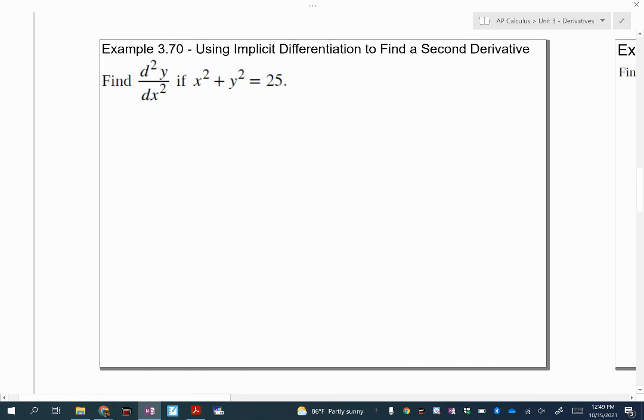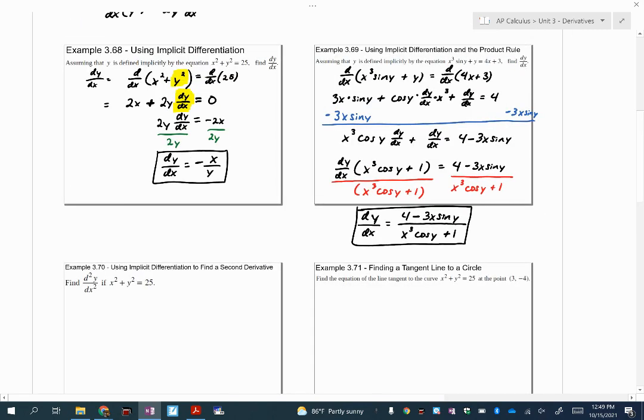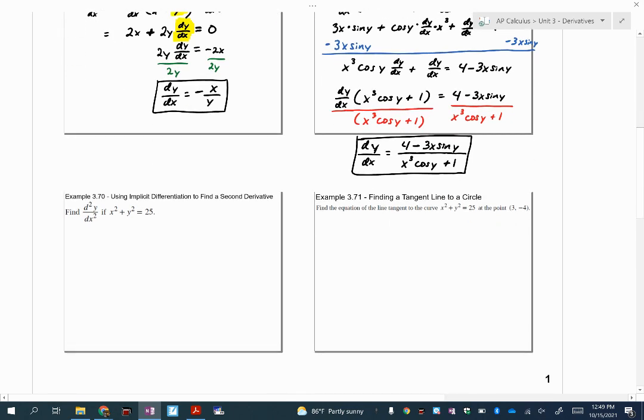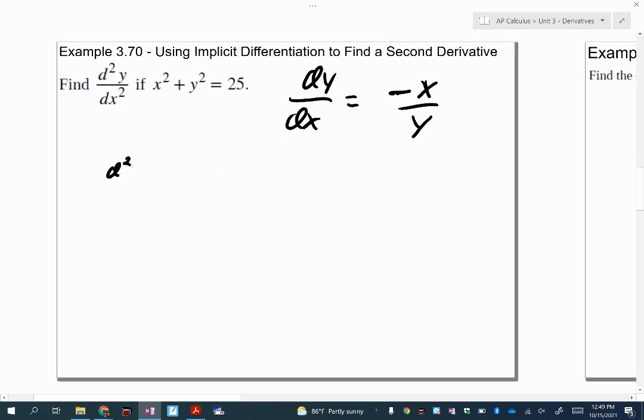Okay, now it wants us to find a second derivative of x squared plus y squared equals 25. Now, if you notice, the very first problem we did was example 3.68. We found the first derivative of x squared plus y squared equals 25. So I'm going to write that down right here, that dy/dx is equal to the opposite of x over y. So to find the second derivative, so that's d squared y over dx squared, we're going to do d/dx of the opposite of x over y. So I'm going to find the derivative of negative x over y.